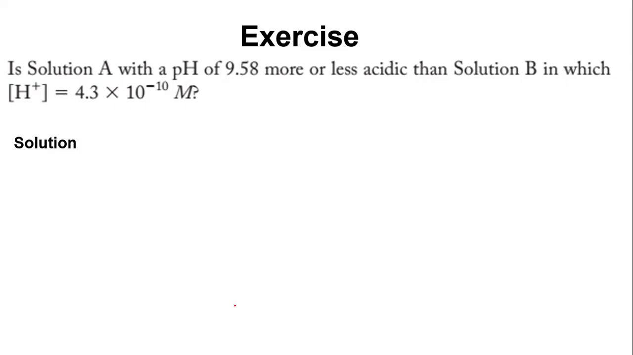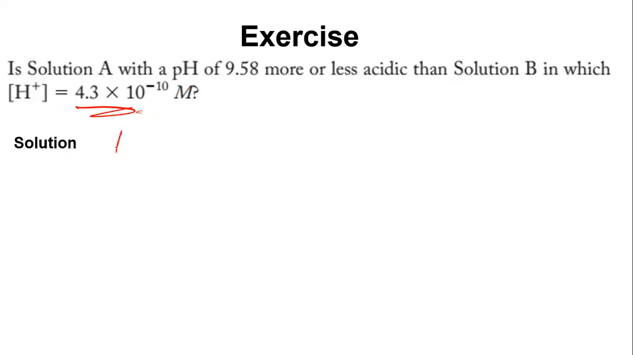Okay, so they are comparing and asking: is a solution with a pH of 9.58 more or less acidic than solution B, in which the H+ concentration is 4.3 × 10⁻¹⁰ molar? Good. What can help us compare is to find the pH of the second one too, right? Find the pH of the second one. But this one, if you have learned your chemistry very well, you don't have to worry your head because it's clear. But let's find it.